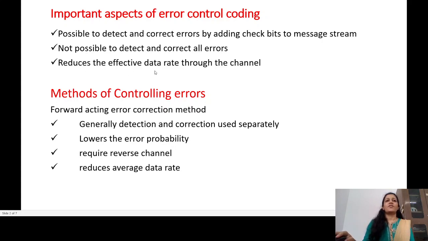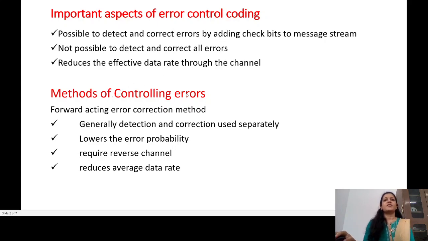Also, it will reduce the effective data rate through the channel. That is quite obvious because we are increasing the total number of bits used for representing a message. And since these check bits do not carry any information, they are called redundant data, and adding the redundancy will always reduce the data rate through the channel.